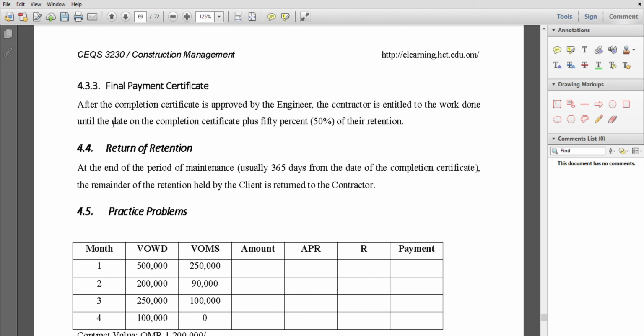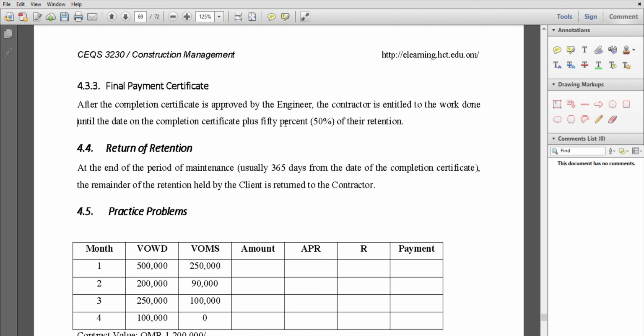Final payment certificate. After the completion certificate is approved by the engineer, the contractor is entitled to the work done until the date of the completion certificate plus 50% of the retention. So once you finish your project, you will ask for the final payment certificate, which means that you have done all the project according to the requirements and objectives set in the contract, and now you are eligible to request 50% of the retention payment.